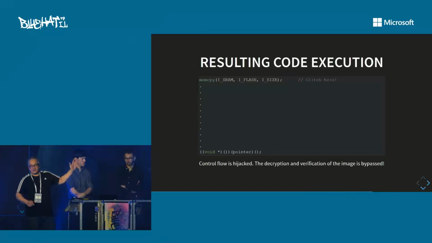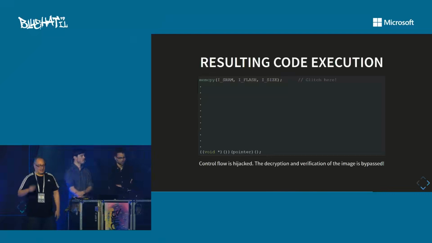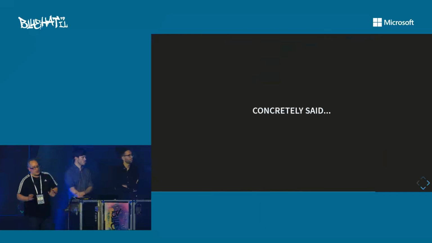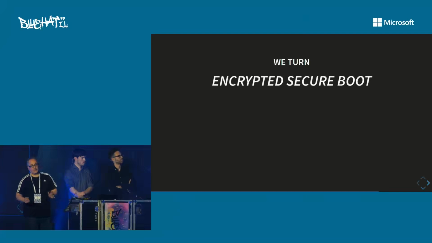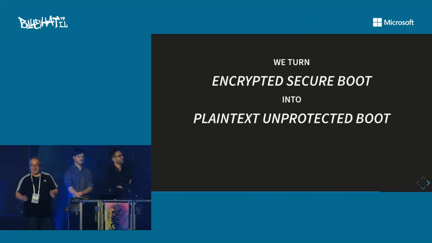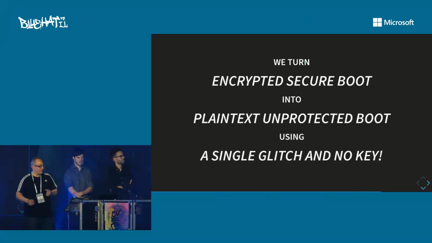So whatever software has been written there, whatever countermeasure has been written there, double checks and randomization and all these things, is actually gone. So we are bypassing in one go the decryption and the verification, which happens after that memcopy. So basically what we are doing here is that we turn an encrypted secure boot into a plain text unprotected boot with a single glitch, and for which we don't need a key, because the image we're placing there is going to be in plain text.